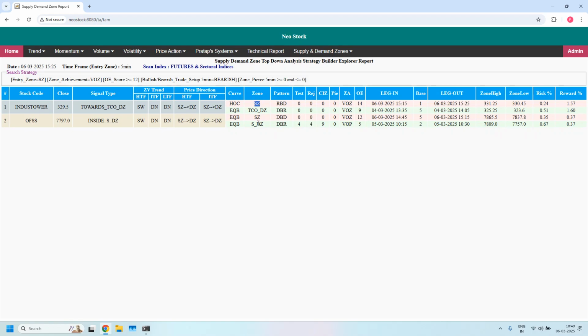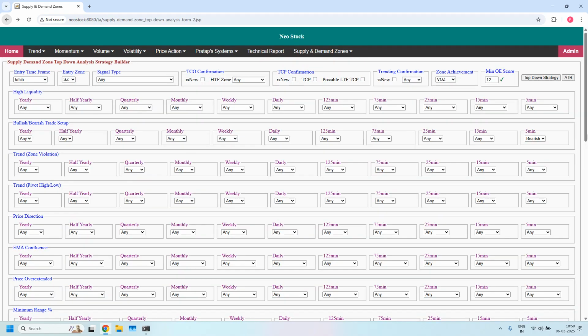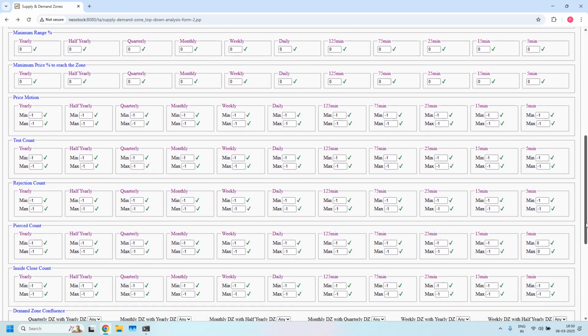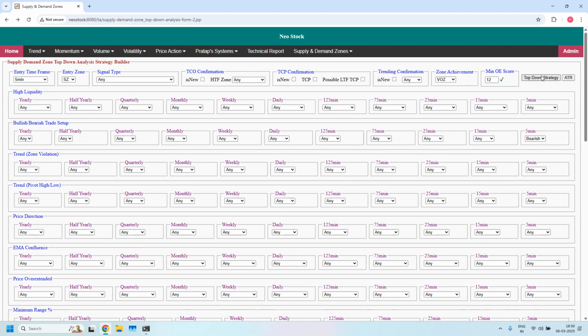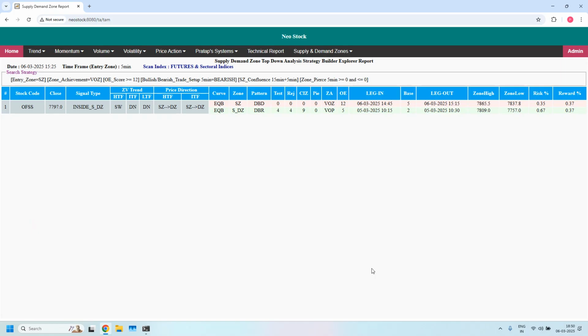So these 2 5-minute supply zones are currently entry time frame supply zones in the bearish trade setup. So out of these 2, how many are having ITF zone confluence, supply zone confluence? Let's verify. 5 minutes and 15 minutes supply zone confluence. Five-minute supply zone with 15-minute supply zone confluence filter is enabled. 1 stock is only filtered.